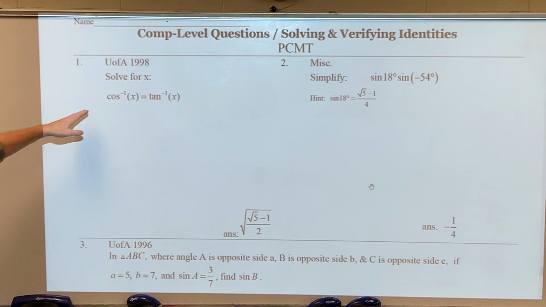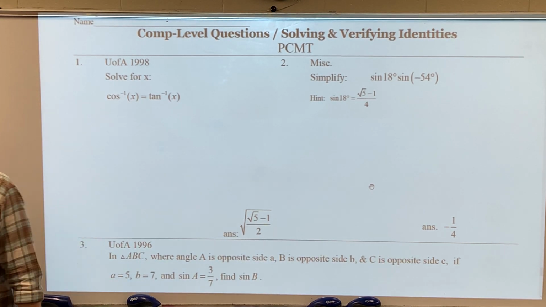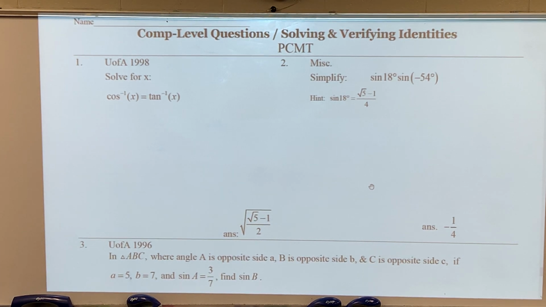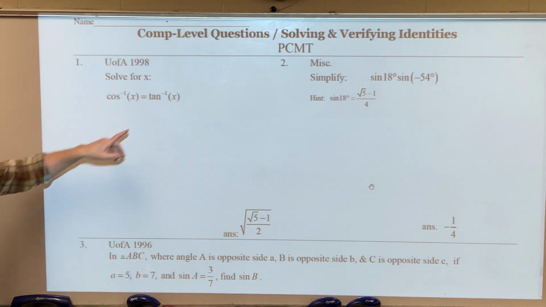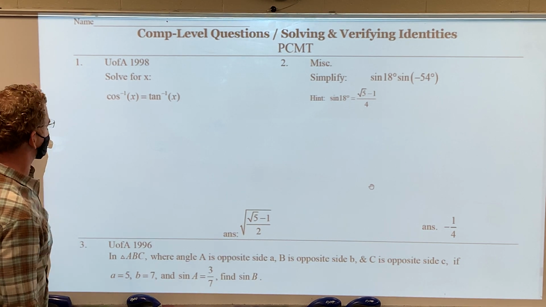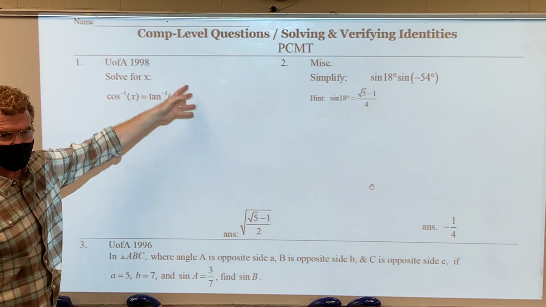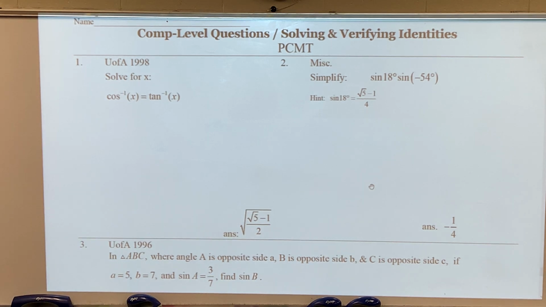So I've got an x on the left, I've got an x on the right. Normally when we solve for x, what do you do? Generally, solving for x in an equation, you get everything over on one side. If I move this over, I get an inverse cosine minus an inverse tangent equals 0. I don't know where I'm going to go with that. That's going to be pretty tricky.